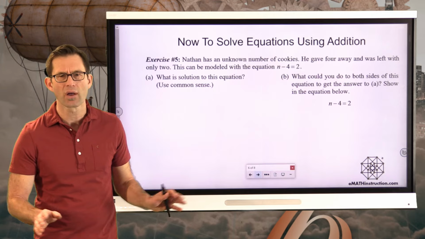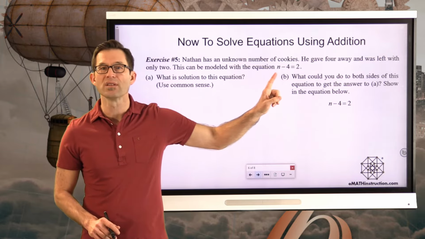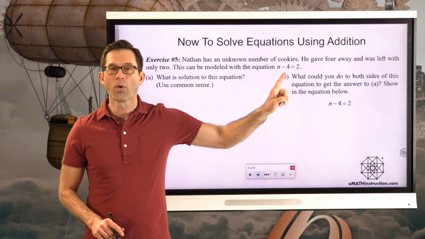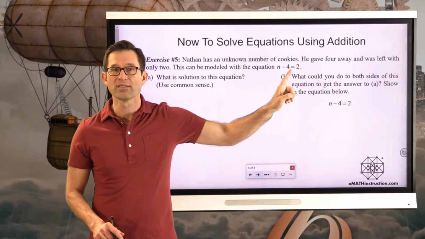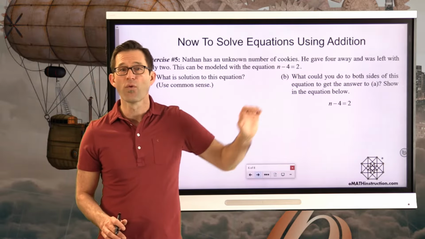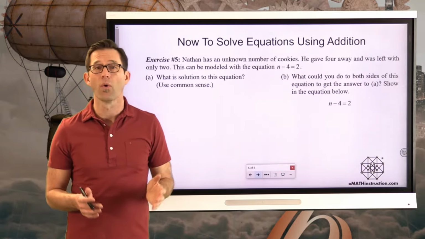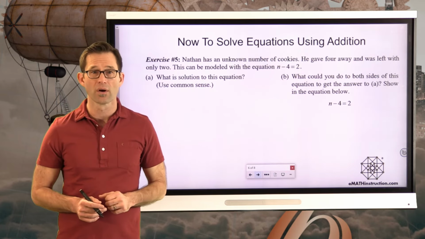All right, so let's talk about that for a minute. Obviously, in this case, n represents how many cookies Nathan has. He gives 4 away, so that's indicated by subtraction. And what he has left, that's equal to 2 cookies. All right, so this equation, n minus 4 equals 2, models the information we're told in the problem, assuming that n is the number of cookies that Nathan starts with.